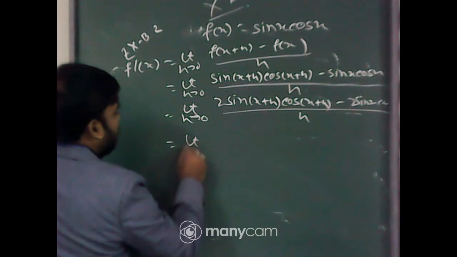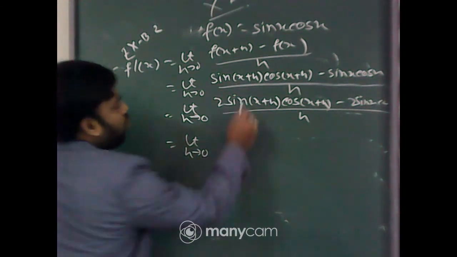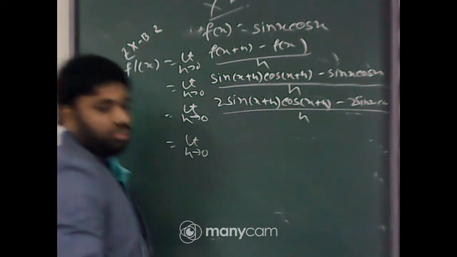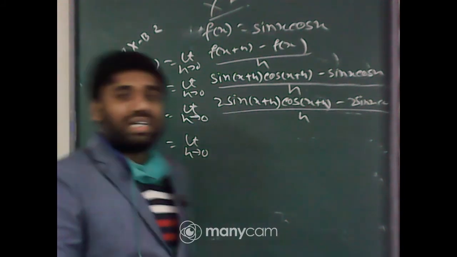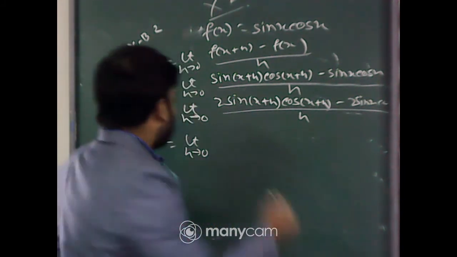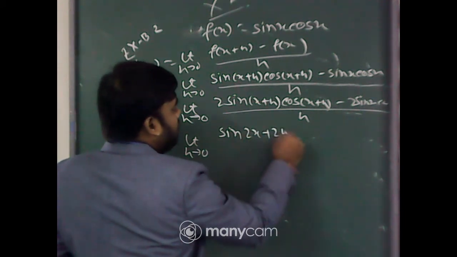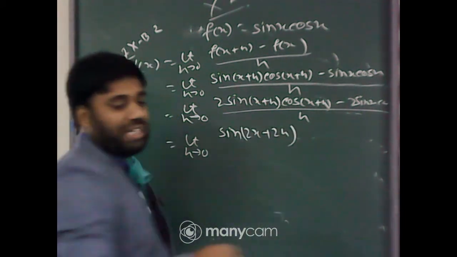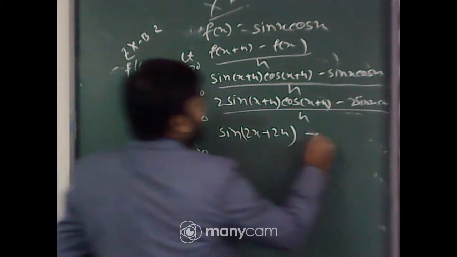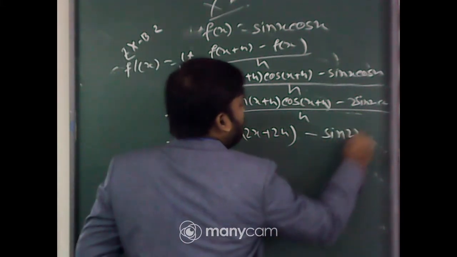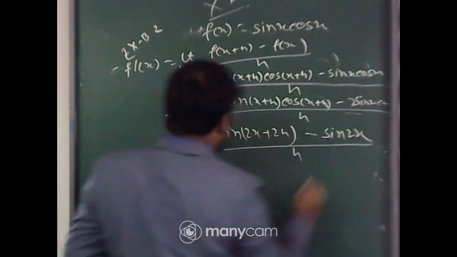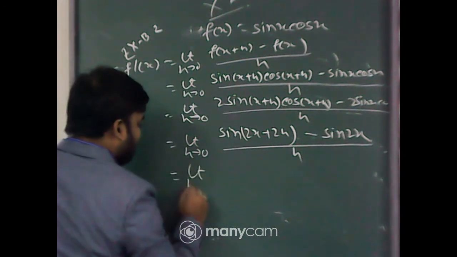Next, the limit as h tends to 0. Using 2 sin a cos a, it means 2 sin x cos x, that formula is sin 2x. So sin 2x will be sin(2x+2h), the 2 is multiplied with x+h, and here also minus sin 2x, by h. I hope it is clear to you up to here.